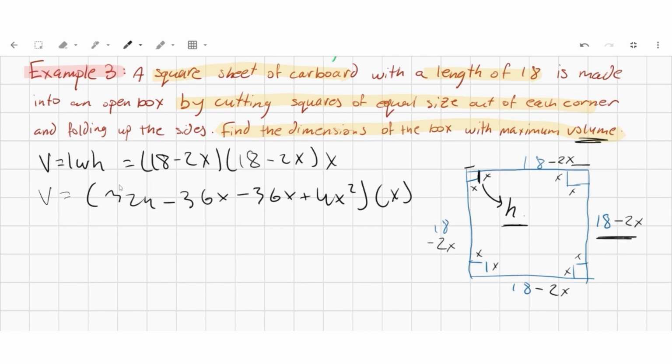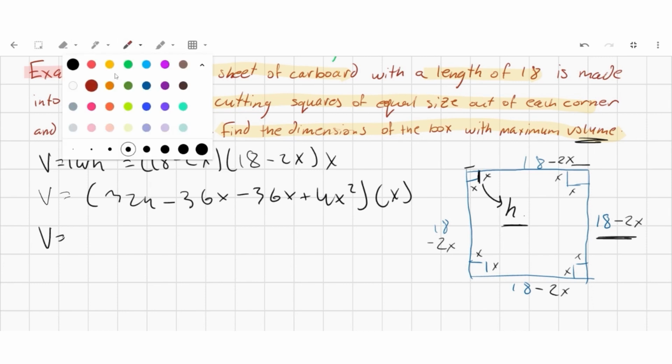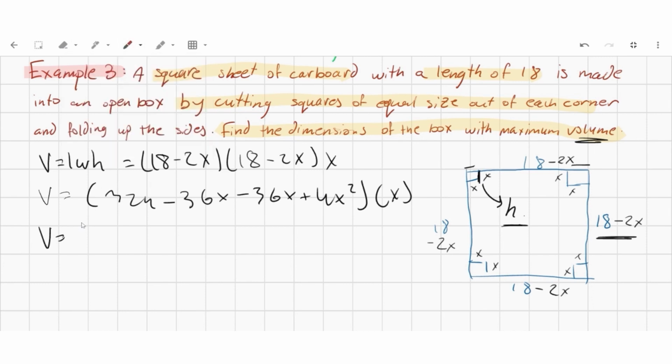After that, once you multiply each value by x, you're going to be getting 324x minus, I'm going to be doing everything, so 36 minus 36 minus 36, it's going to be minus 72x squared, plus 4x to the power of 3. All right? Once we have this value, we're going to be finding v prime.